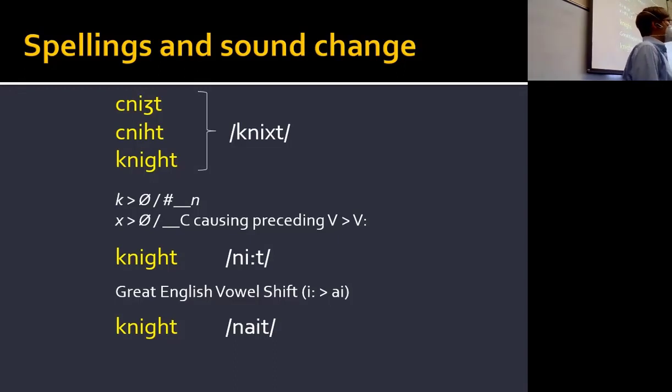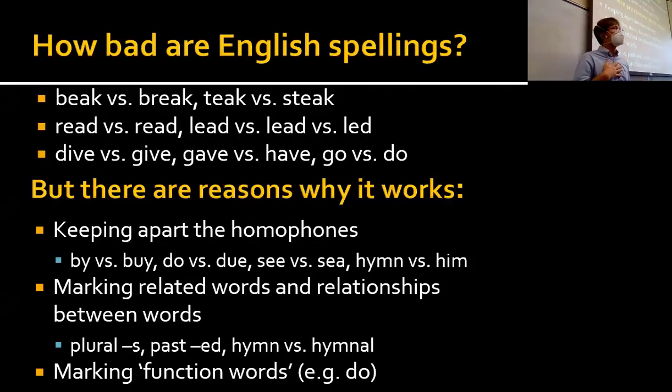And you may wonder, what the hell is going on? Why is it happening? And that's not the end of it, because I'm not a native speaker of English. And frankly, it makes very little sense. Just look at those examples. Beak versus break, teak versus steak, read versus rad, and then of course, lad. That makes no sense at all. Or dive versus give, gave versus have, go versus do. So you may wonder, what the hell is going on? And most of all, why is it that nobody bothered to actually change those horrible spelling rules?